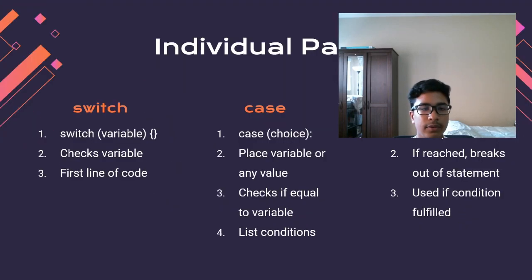Individual parts. We have switch, case, and break. Switch is where we put in the variable we want to compare. This is in the first line of the code, and we have to add the curly braces here. The rest of the code goes into the curly braces. Case. Case is what we compare the variable with. We could place any variable or individual value. If it evaluates to true, the code will run inside the case. If false, it will move on to the next case. Break. Break is not just a switch statement concept. It's all over Java. Essentially, if a break statement is reached, the code will stop.